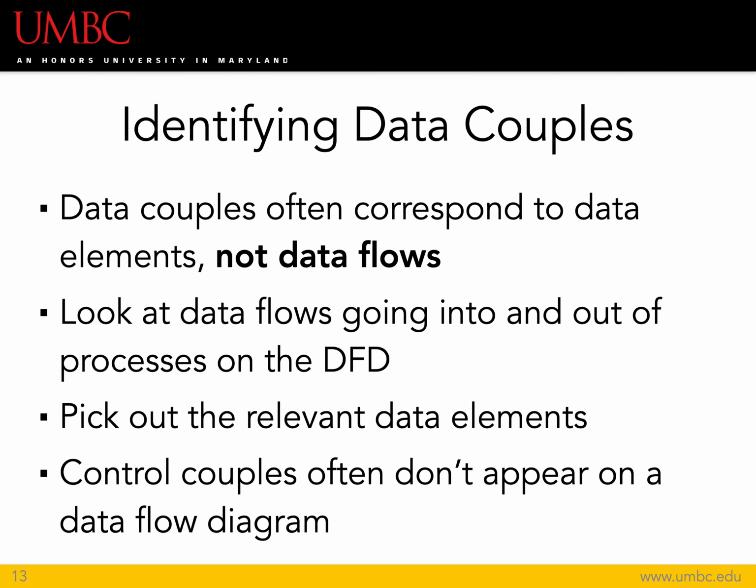You want to pick out only the ones that are actually relevant for understanding how control flows through the structure chart, or for understanding the architecture of the system, meaning the modularity of the system at a high level. Control couples are not easy to identify on a data flow diagram, in part because the data flow diagram isn't set up to show you where control messages would need to be sent. And so I don't think looking for control couples in a data flow diagram is particularly useful.